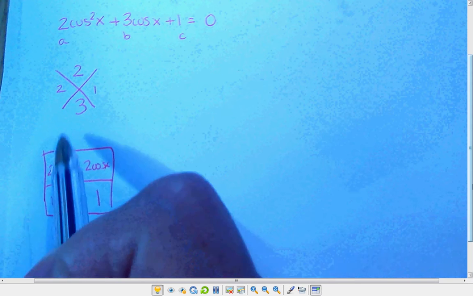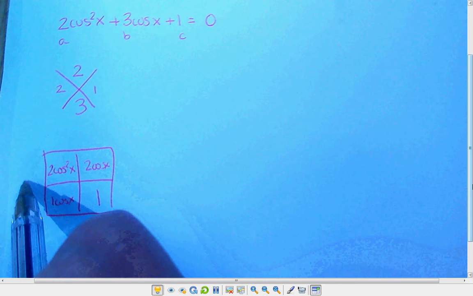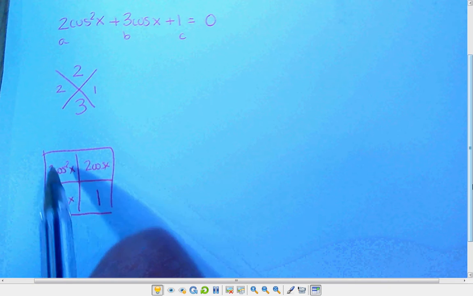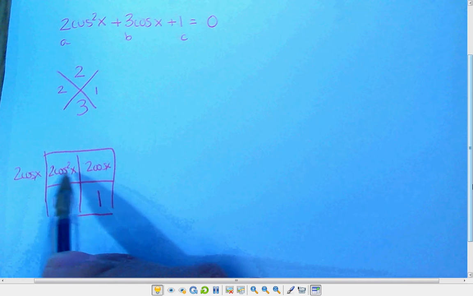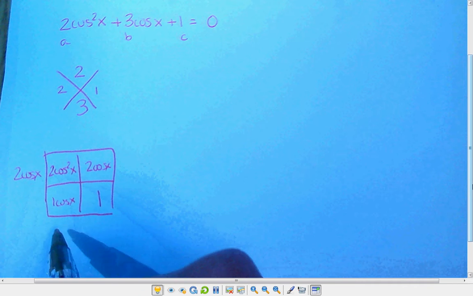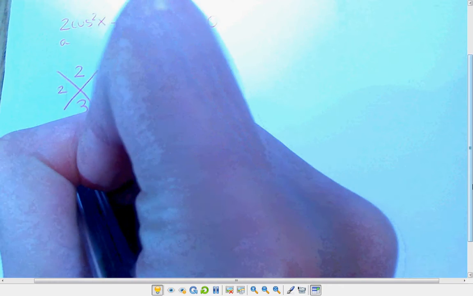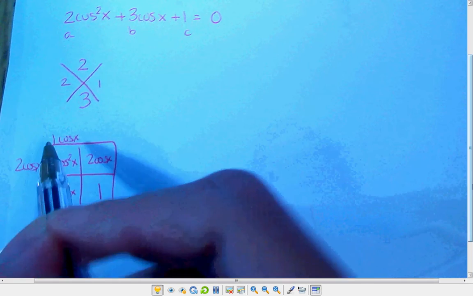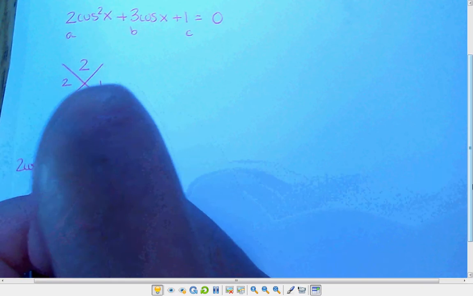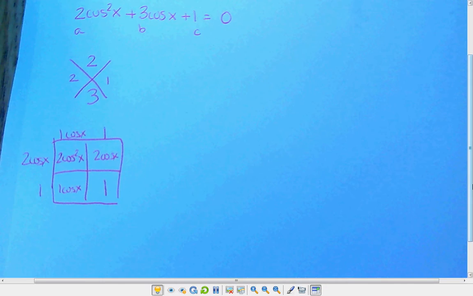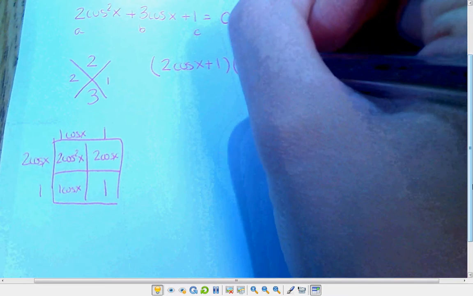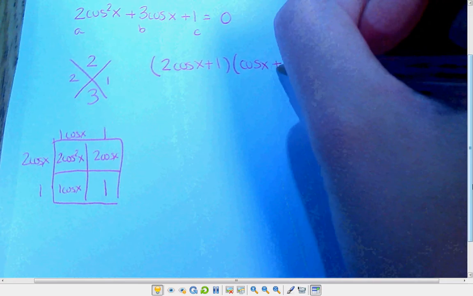And to figure out what I have left over, one of them is going to have a 2. So if I'm looking at my column and my row, this is the one that's going to be 2 cosine, because 2 can be divided by both of those numbers, but not in the column. This is 1 cosine. So 1 cosine times what gives me 1 cosine? This is just 1. 2 cosine times what gives me 2 cosine? This is just 1. And so I can factor this out to be 2 cosine x plus 1, and then 1 cosine, which is just cosine, plus 1 equals 0.